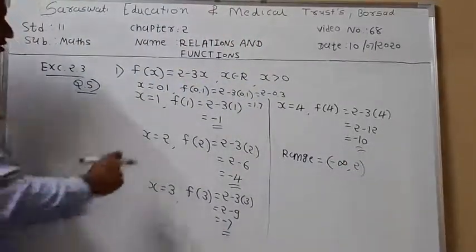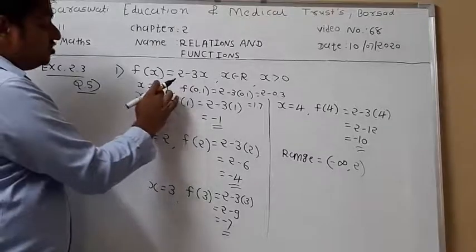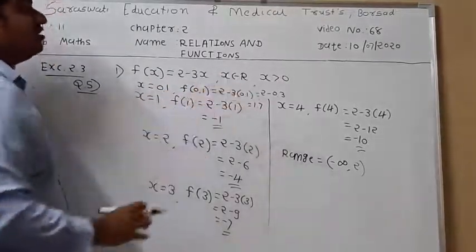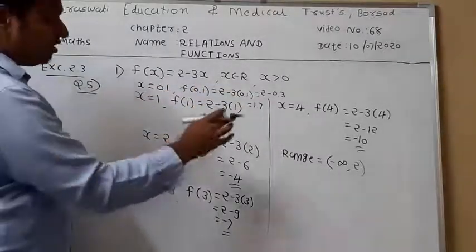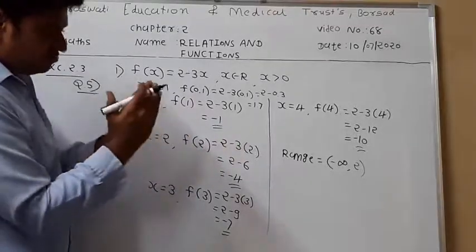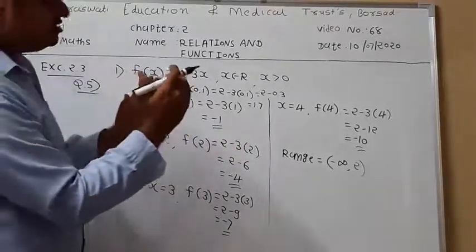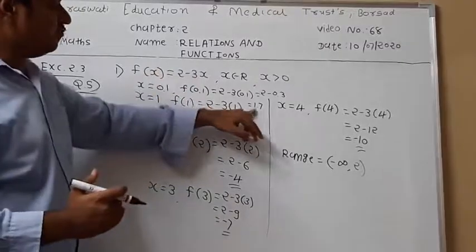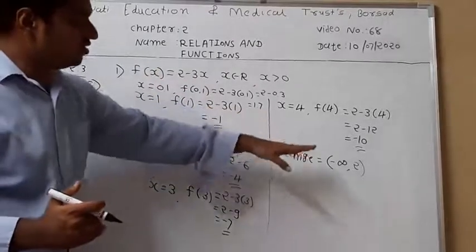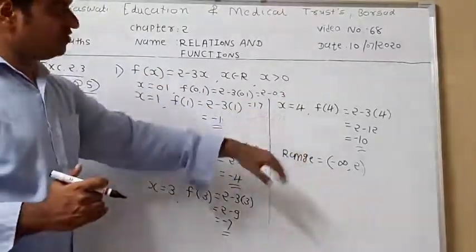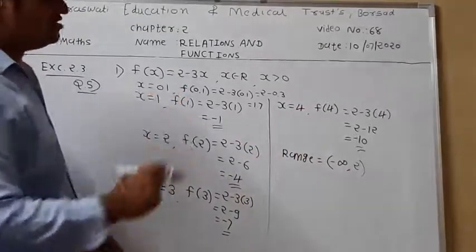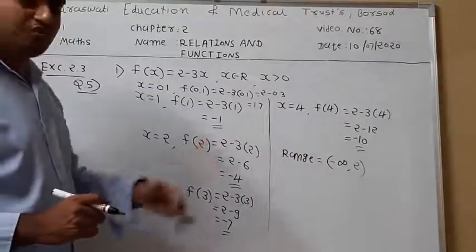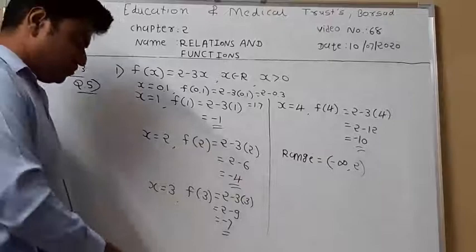Clear? Here we can substitute 0.2 also, 0.3 also. So here we get the range is between positive 1.7 and all these negative values. So we can consider our range is minus infinity, comma 2. Next one.